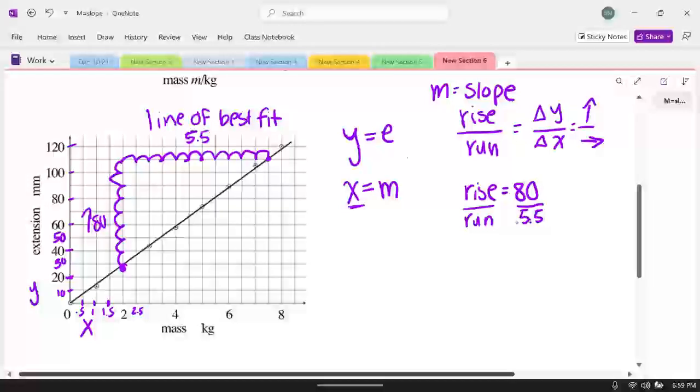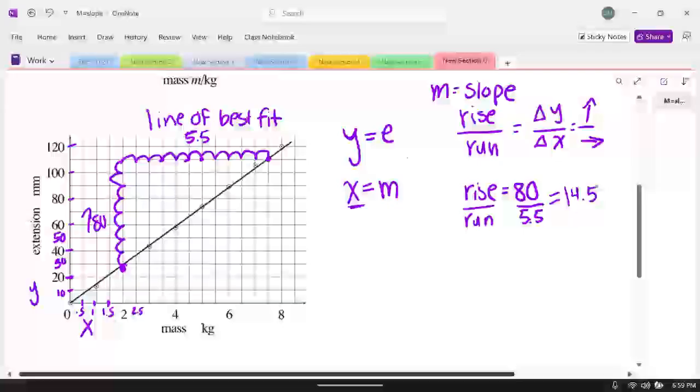And that would equal 80 divided by 5.5. So if we type that into our calculator in just a second, sorry for the noise, I'm moving my laptop. If we type that into our calculator, we will do 80 divided by 5.5, and that would give us a total of the slope being 14. And I'm going to round here, 14.55 is our slope.